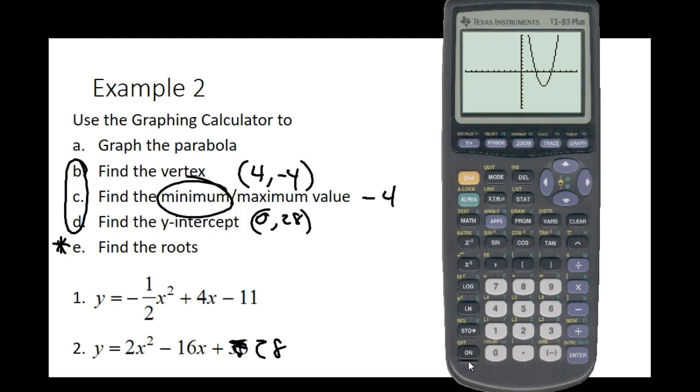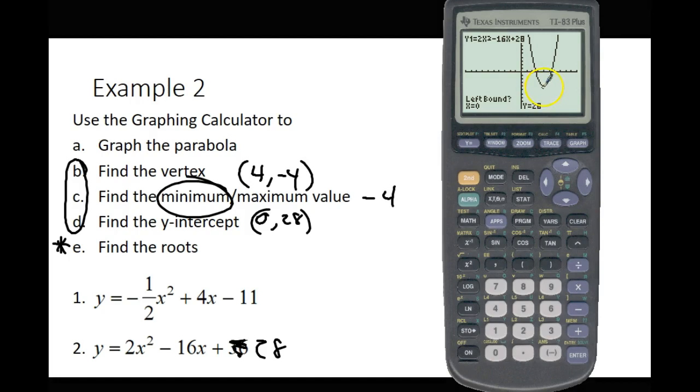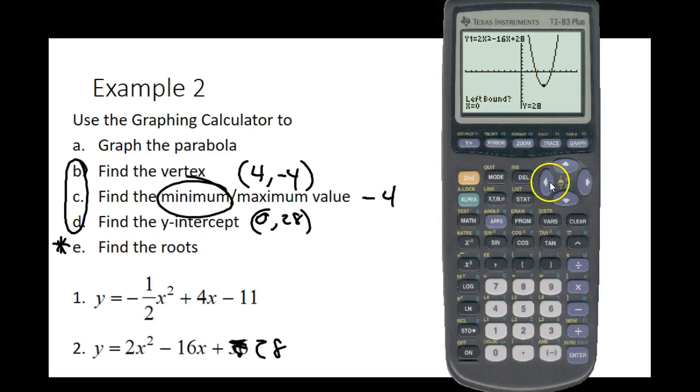So to find your vertex, your instructions say press second, trace, and in this case we want to do a minimum. And I think this is the most confusing part. You have to pick a point that is to the left and to the right of that vertex. So how do you do that? You start with the left, so you're going to use these arrows to scroll around until you see your number coming up. You don't see it in the beginning sometimes because it's off the screen, so you have to keep scrolling until it pops onto the screen.